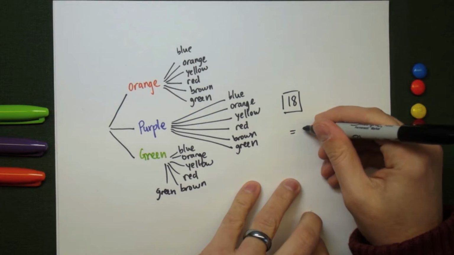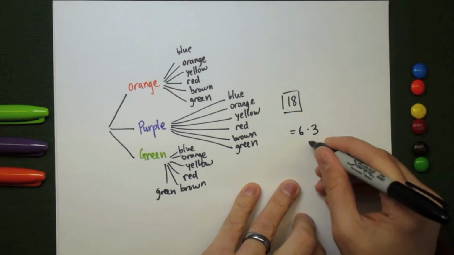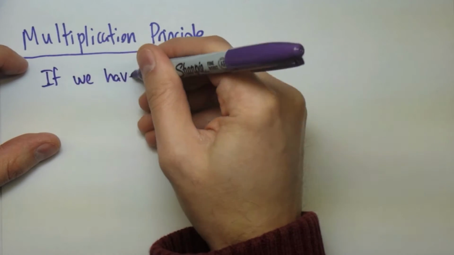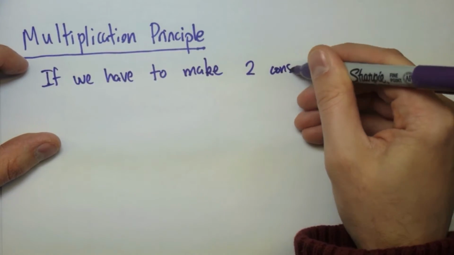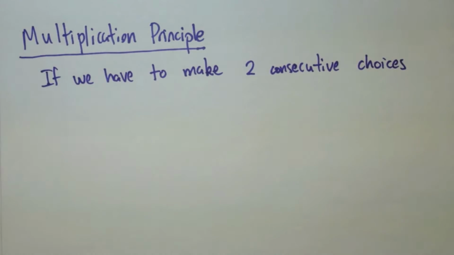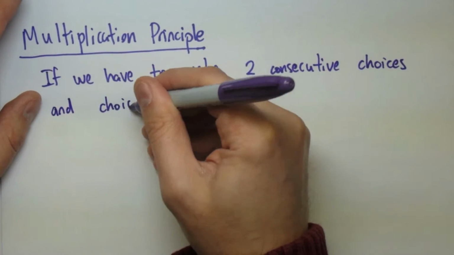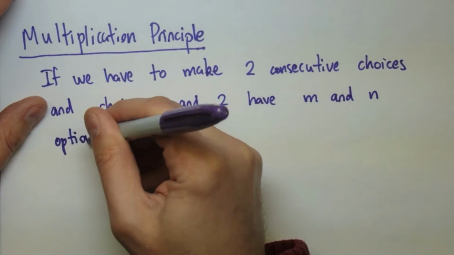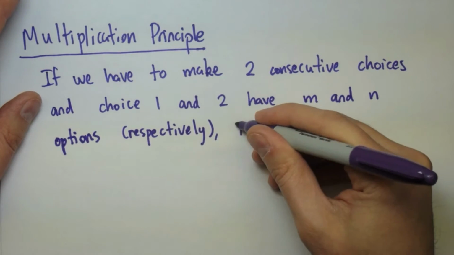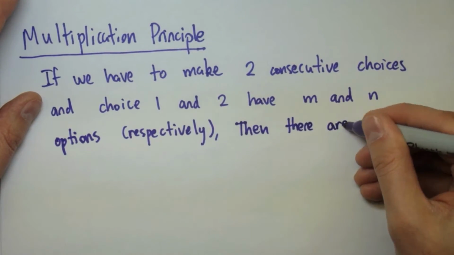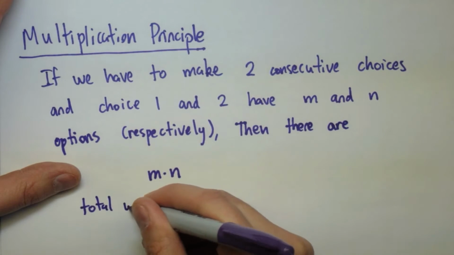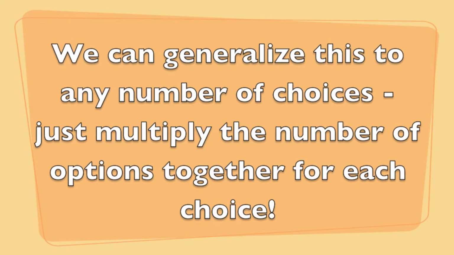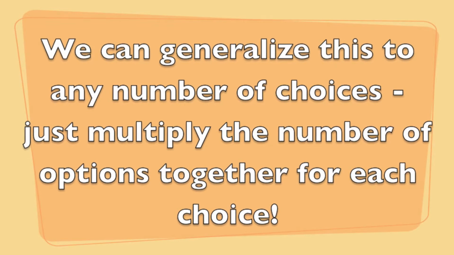If you look at it another way, that's 3 branches times 6 branches each on those. That's 6 times 3. The multiplication principle says that this exact process works. If we have to make 2 consecutive choices, then we can find out the total number of ways we can do that by looking at the number of choices we have for each of these 2 choices. So if choice 1 and choice 2 have m and n different options, then the total number of choices I have is the product of the two, or m times n. In the first example, we had 6 times 3 different choices. We can generalize this to any number of choices, just multiply all the choices together.